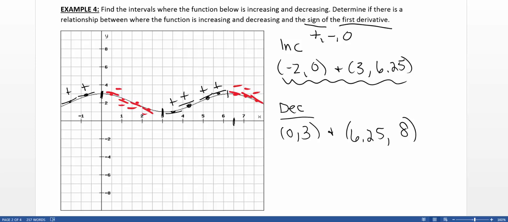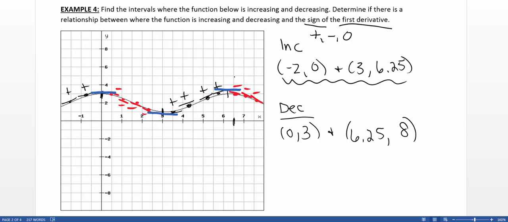And what's also interesting to point out is that right where we turn around from increasing to decreasing, those are exactly the points where our slope is 0. So right at x equals 3, and at x equals 6.25, the slopes of those tangent lines are going to be 0. And we said that those places where we change from increasing to decreasing or decreasing to increasing, we call those points constant. So when the function is constant, the derivative is 0.